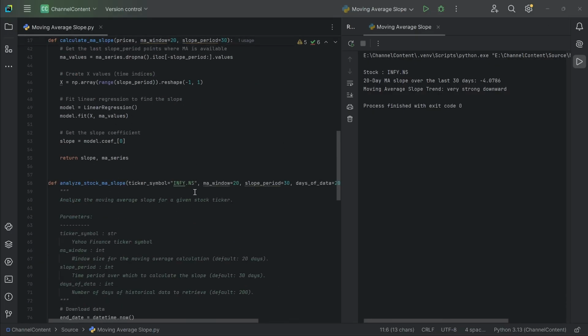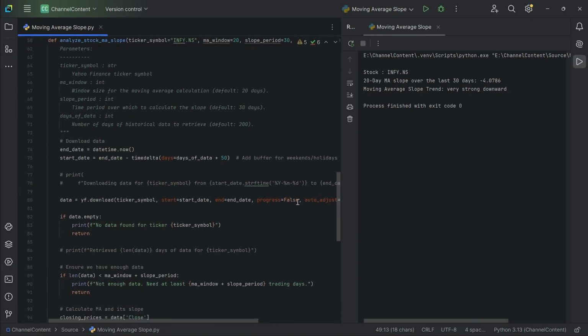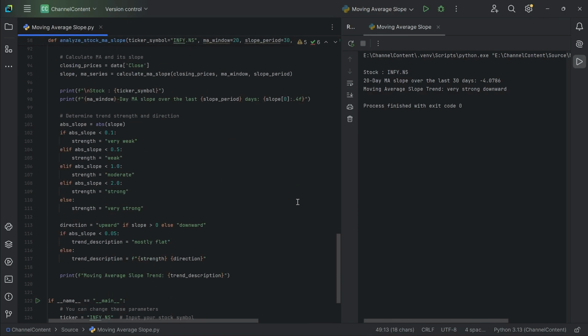The way the code works is we use a linear regression to figure out the slope of the moving average for the time period that we already mentioned. And then it returns a slope value. Depending upon the slope value, you can figure out whether the trend is very weak, moderate, strong, or very strong. Also, if it's positive, it means it's an uptrend. If it's negative, it is a downtrend. So I'll show you a couple of examples on how this works.